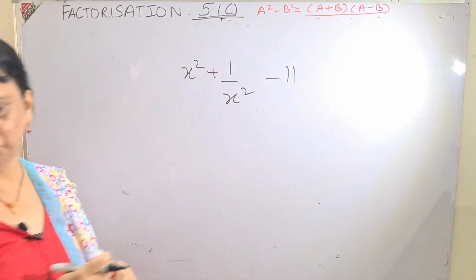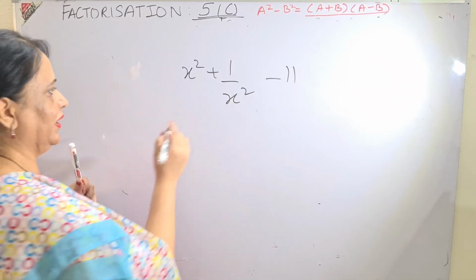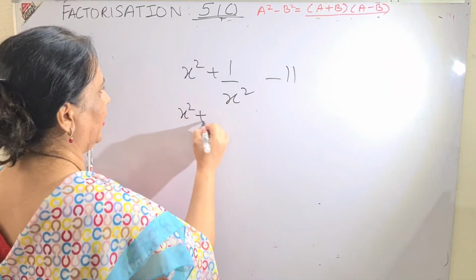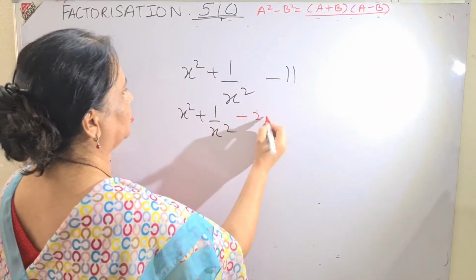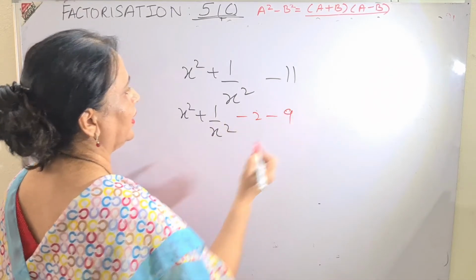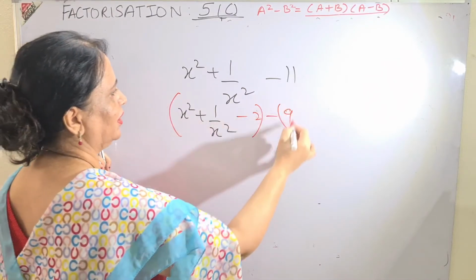See, I again have to change it into a perfect square. Very simple, don't worry. See, x square plus 1 over x square. Can I write 11 as minus 2 minus 9? Can I? Of course I can. Now you do this, and the question is in your hands.